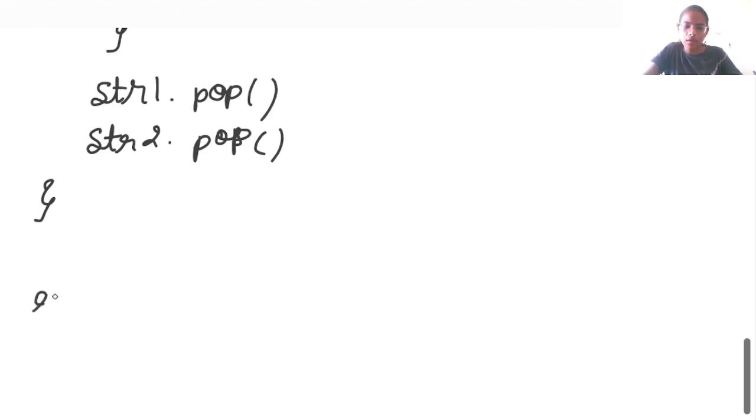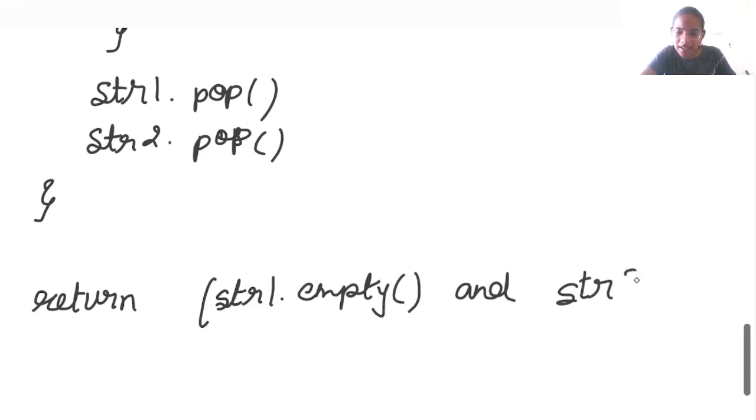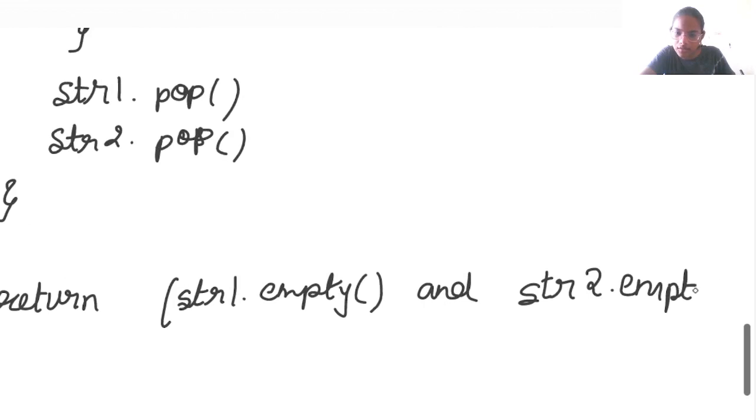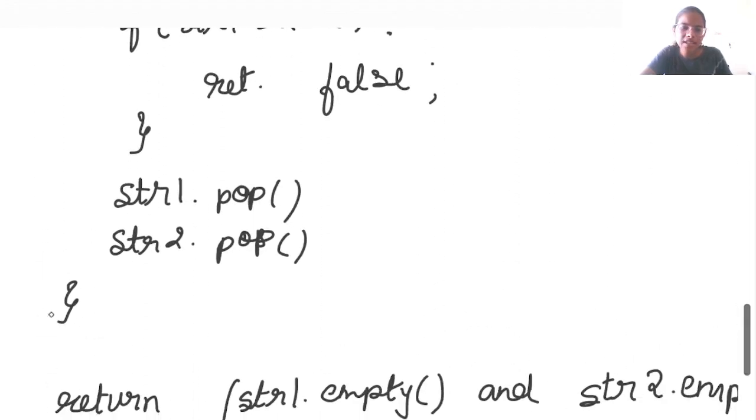So what we need to return is str1.empty and str2.empty. If any one of them, or both of them, aren't empty, then they aren't equal, so the function will return false. So this is the whole pseudocode for backspace string compare.